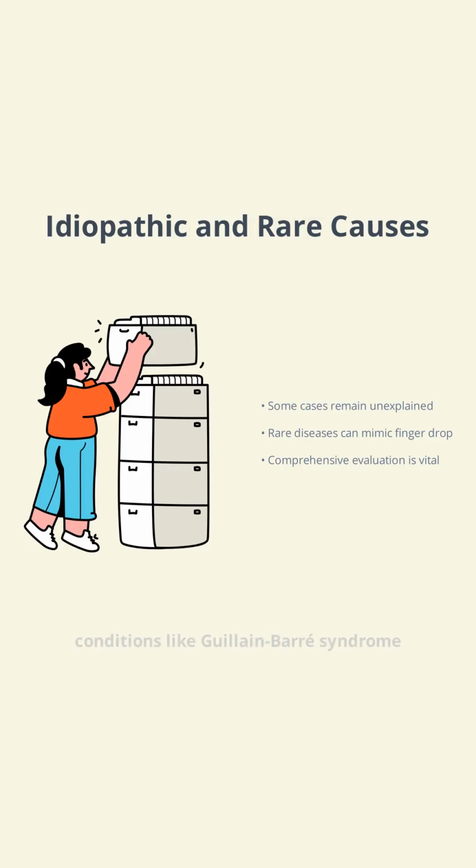Rare causes include conditions like Guillain-Barré syndrome, multifocal motor neuropathy, amyotrophic lateral sclerosis, and even infections or tumors. Although less common, these possibilities should be considered, especially when the typical causes are ruled out. A thorough evaluation helps ensure that rare but serious conditions are not missed.